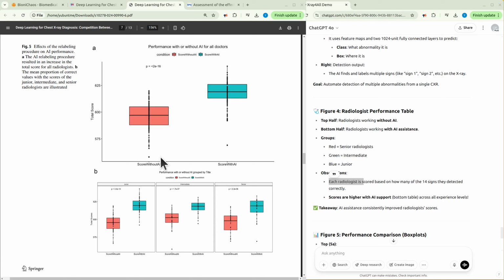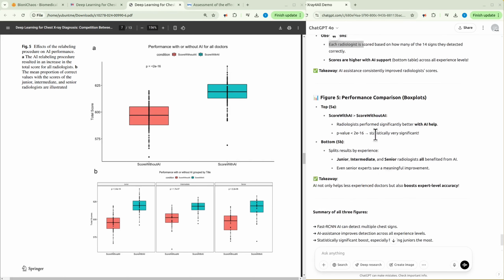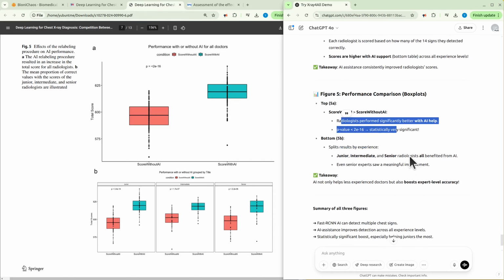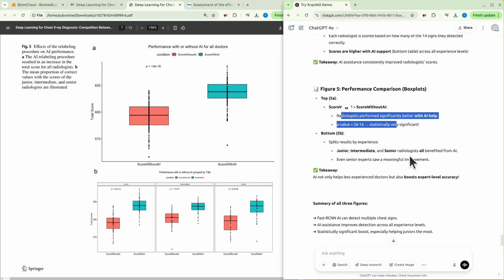One, large sample size. The study involves a substantial number of radiologists, 111, and a significant number of chest X-rays. Larger sample sizes tend to produce more statistically significant results if there's a true effect. Two, consistent improvement. The improvement with AI assistance appears to be consistent across different experience levels. This uniformity likely contributes to the strong statistical significance. Three, effect size. The difference in performance with AI versus without AI might be large enough that even small variations don't affect the overall conclusion, leading to very low p-values.